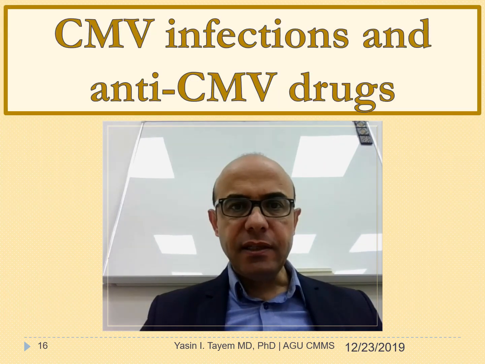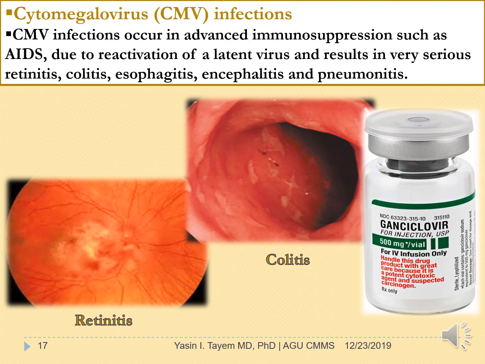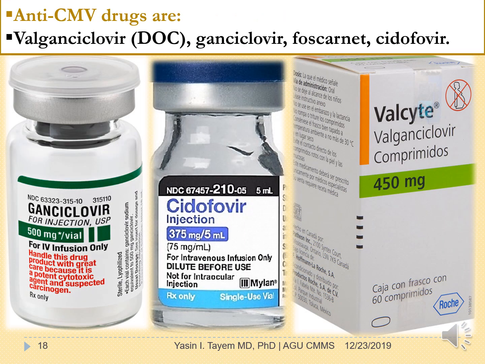CMV infections and anti-CMV drugs. CMV infections occur in advanced immunosuppression, such as AIDS, due to reactivation of a latent virus, and result in very serious retinitis, colitis, esophagitis, encephalitis, and pneumonitis. There are 4 available anti-CMV drugs, which are valganciclovir, which is a drug of choice, ganciclovir, foscarnet, and cidofovir.